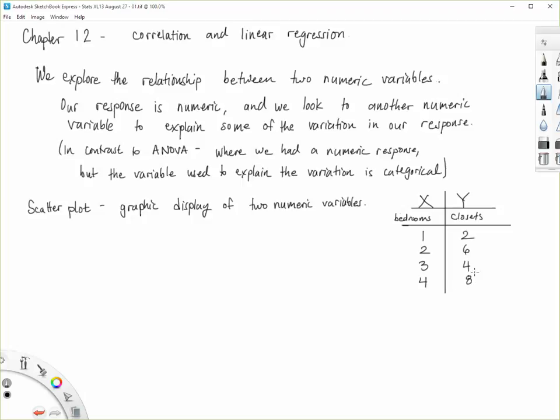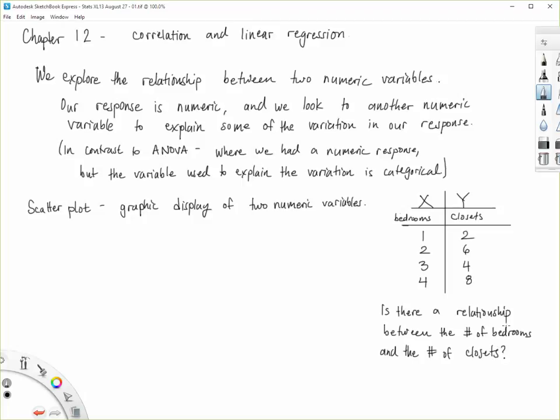Okay, and we want to know, is there a relationship between the number of bedrooms in a dwelling and the number of closets? Okay, the number of bedrooms and the number of closets.